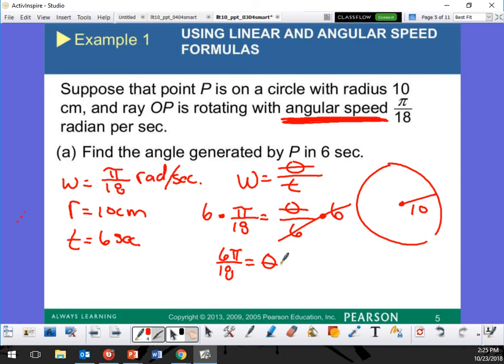Pi over 3. Yeah, pi over 3 is equal to my theta. There you go. Because I could reduce that by a factor of 6. 6 divided by 6 is 1. 18 divided by 6 is 3. That's where I get that from.